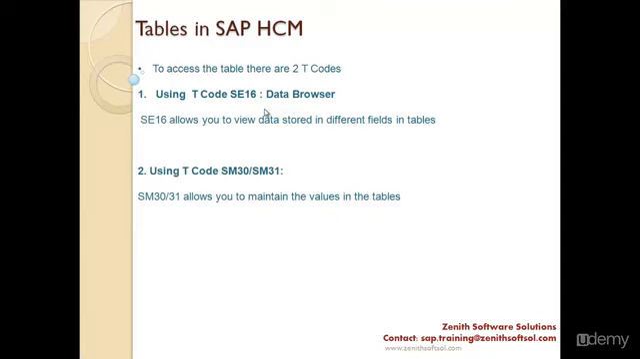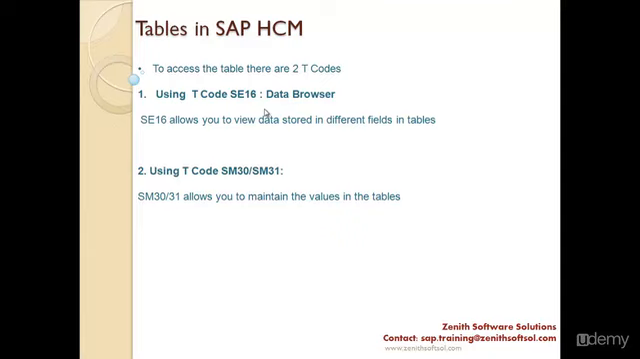Now, how to access the tables in SAP? SAP has provided two different T codes. One T code is SE16 and another is SM30 or SM31. What is the difference between these two T codes? SE16 allows you to view the data stored in different fields in the tables, like first name, last name, birth date. These are the different fields in info type 2.